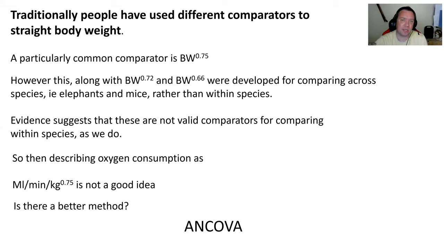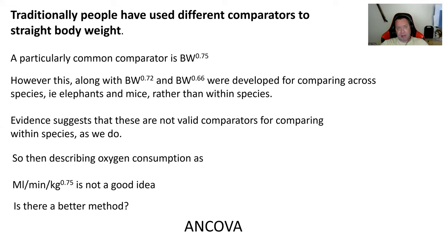And it was already known that just dividing by straight body weight was a problem because we know that energy expenditure has a relationship to the surface area of the organism. And so people were using comparators like body weight 0.75, 0.72, or 0.66 to try and account for the fact that it's actually the surface area, which is effectively a square function relative to the length of the animal, was an important factor and maybe more important than actually taking a cubic function of body weight.